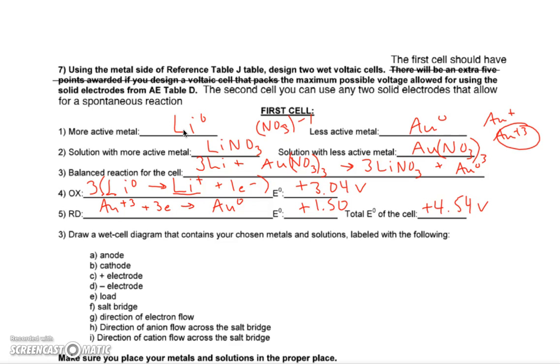Okay, so let's see if we can, I'm going to pause the video. My video time is going to run out at 15 minutes. So let's see if you can diagram this wet cell based on the diagram we did on the last page. All right, so you're going to try to draw this wet cell. You're going to label the anode, the cathode, the positive and the negative electrode, the load, the salt bridge, the direction of the electron flow, the direction of the anion flow across the salt bridge, the direction of the cation flow across the salt bridge. Okay, see what you can do.